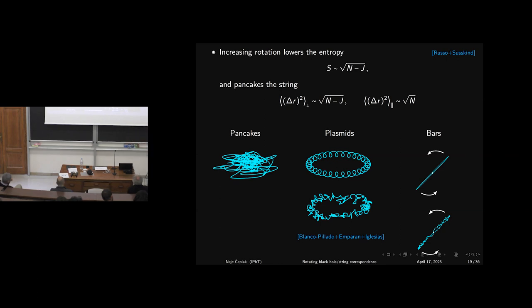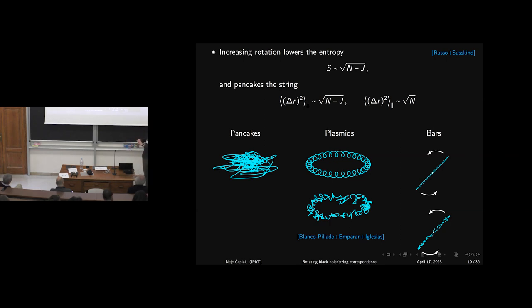So the perpendicular sizes still behave like a random walk, but they become more of a suppressed random walk. The size is not just proportional to n, but proportional to the square root of n minus j. Whereas the size in the plane of rotation, because j scales with n, will still scale as n. So you will have slightly more suppression in the planes perpendicular to the rotation.